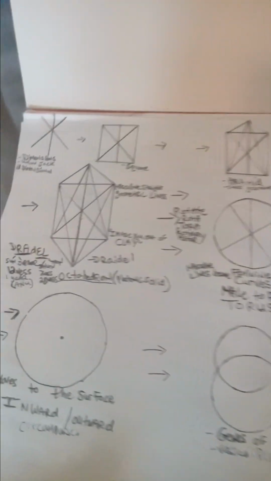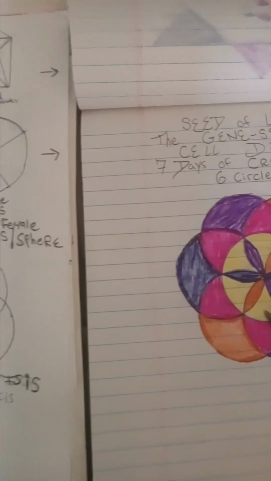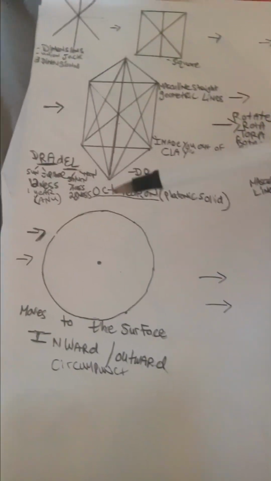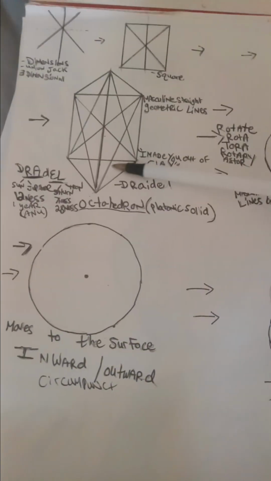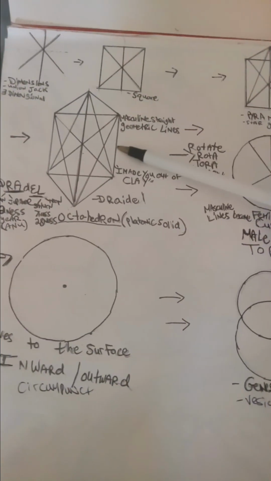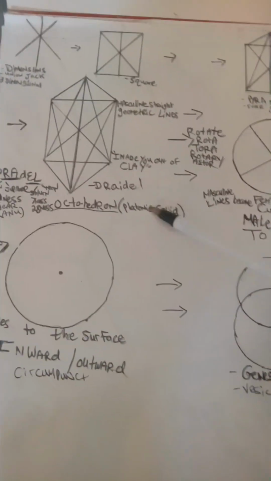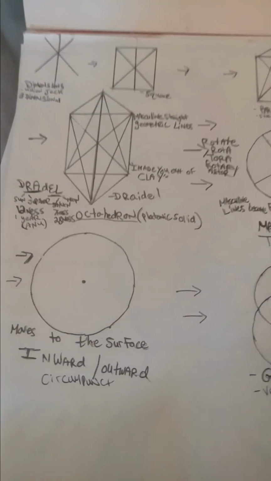So, for instance, to get to the Genesis pattern, the genes of Isis pattern, the cell division pattern, you start at the dreidel real quick. The dreidel is made of masculine straight lines, geometric, angular, counterspatial lines. And the dreidel, I made you out of clay, being man or earth, the red substance, right?